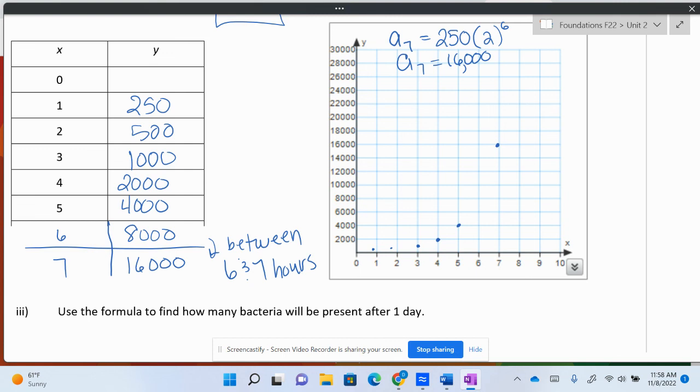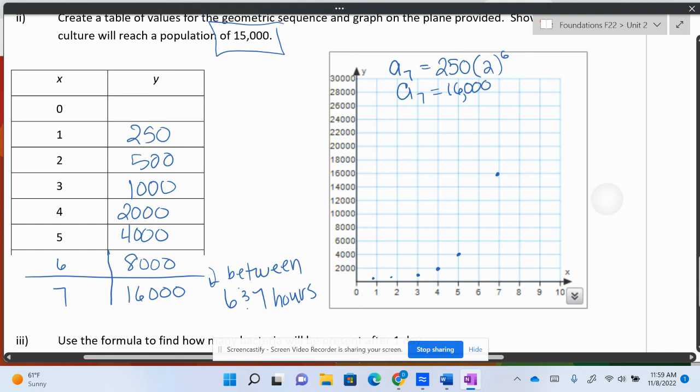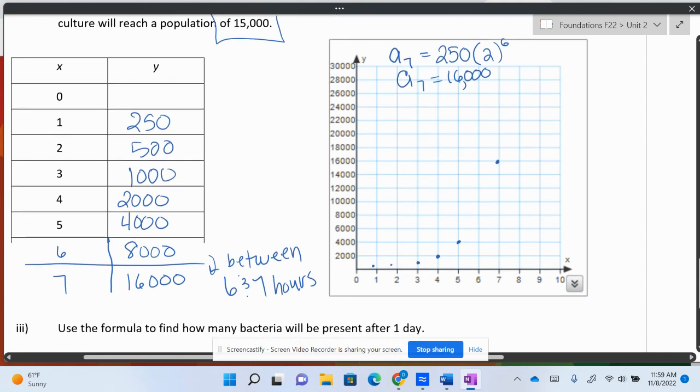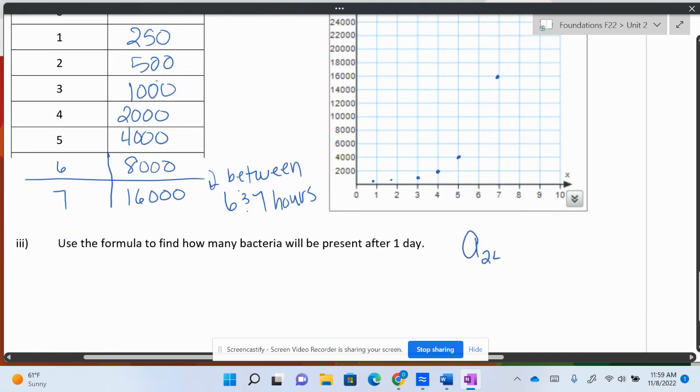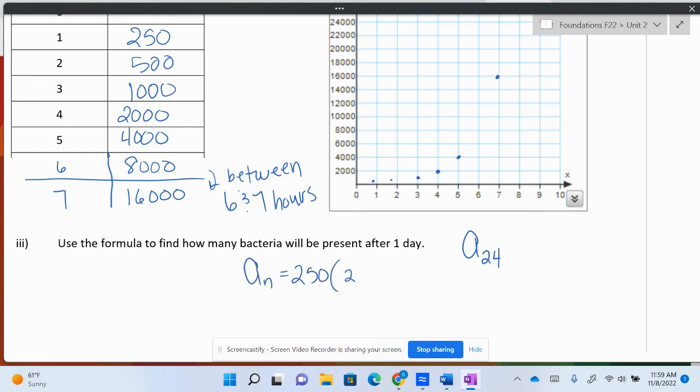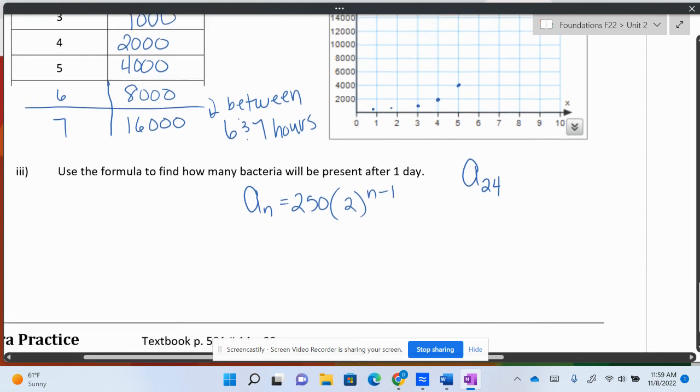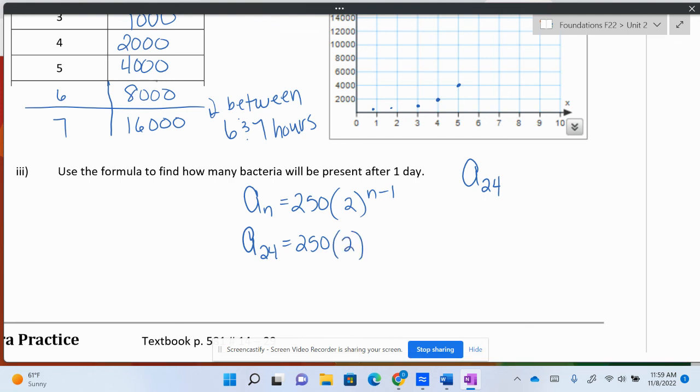So what's that last question say? Use this formula to find out how many bacteria will be present after 1 day. So go ahead, what were you going to say? 1 day is 24 hours. So what term am I looking for? a sub 24. So my formula that we wrote was a sub n equals 250 times 2 to the n minus 1. So Antoine, plug that in. Tell us what it's going to look like. 2 to the power of 23.